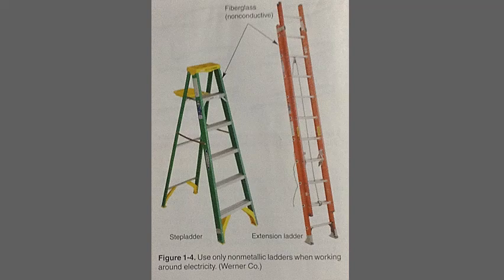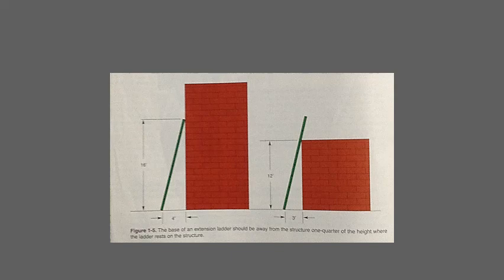Ladders. Ladders are used by electricians and should be made of wood or fiberglass, such as the ones in figure 1-4. They should be set at a safe angle and tied off when necessary to prevent a slip or fall. As a rule of thumb, the horizontal distance from the base of the ladder to the structure should be 1/4 of the height where the ladder touches the structure. This is shown in figure 1-5.